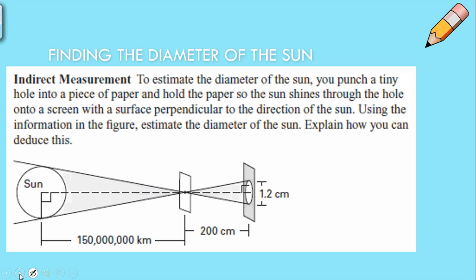Another idea, what about the diameter of the sun? Can't really measure that, right? So to estimate the diameter of the sun, you punch a tiny hole in a piece of paper and you hold the paper so the sun shines through the hole onto a screen with a surface perpendicular to the direction of the sun. So you have to be careful to hold that paper just right so that you aren't angling the paper. And using the information that you create now, you can see that it projects a little miniature version of what would be the sun, using the sun's rays. Okay, we can measure certain things in here now, and we can figure out the diameter of the sun.